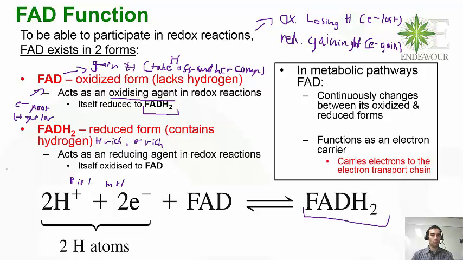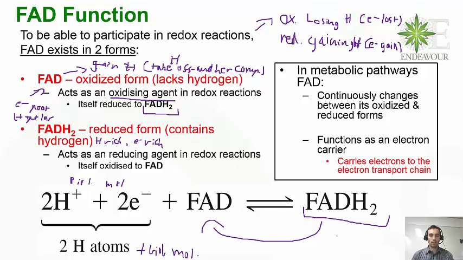So what can the FADH2 do? It can actually be oxidized. So it can go from FADH2 to FAD. We go in the opposite direction, the reverse reaction here. And in doing this, we're going to be donating these two hydrogen atoms onto another biological molecule. This is what we call acting as a reducing agent. It's causing another biological molecule to be reduced.